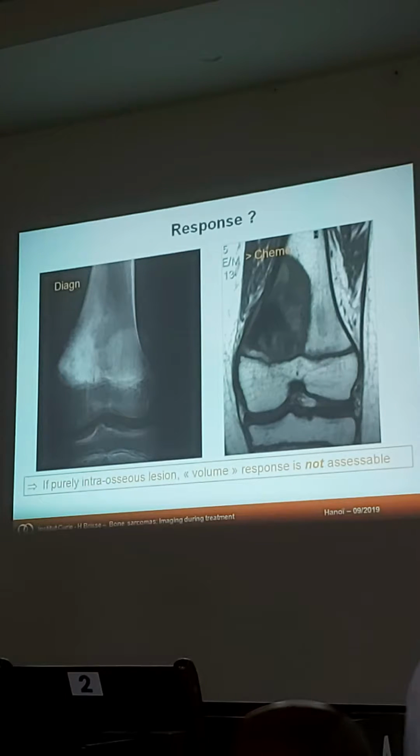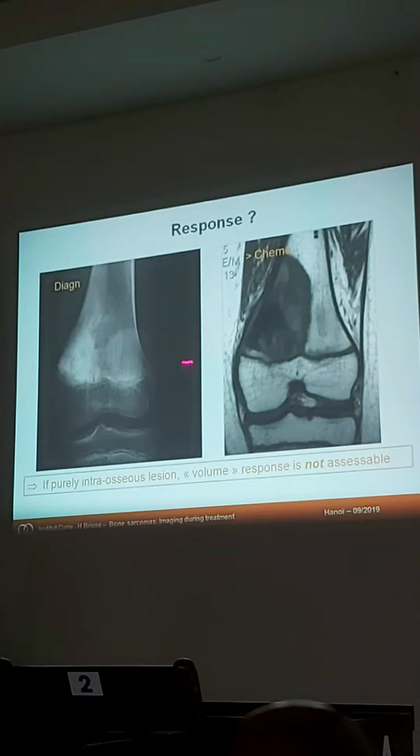So what do you think in this case? What can we say? It's osteosarcoma of the femur here, typical pattern. But as you can see, this is the image at diagnosis. This is the image after chemotherapy. Can we assess the response in this patient?